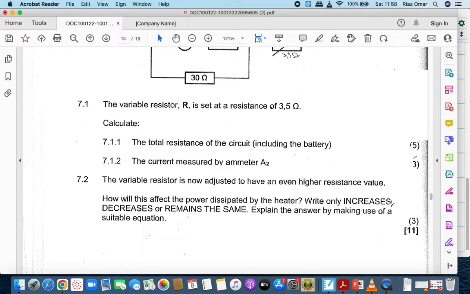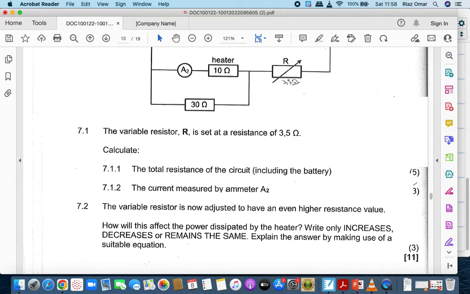7.2, the question is: the variable resistor is now adjusted to have an even higher resistance value. So now the resistance of the variable resistor increases. No more 3,5, it goes higher. How will this affect the power dissipated by the heater? Power, so what we should do is look at the equation that has power, and then from there we can come to a conclusion, right?